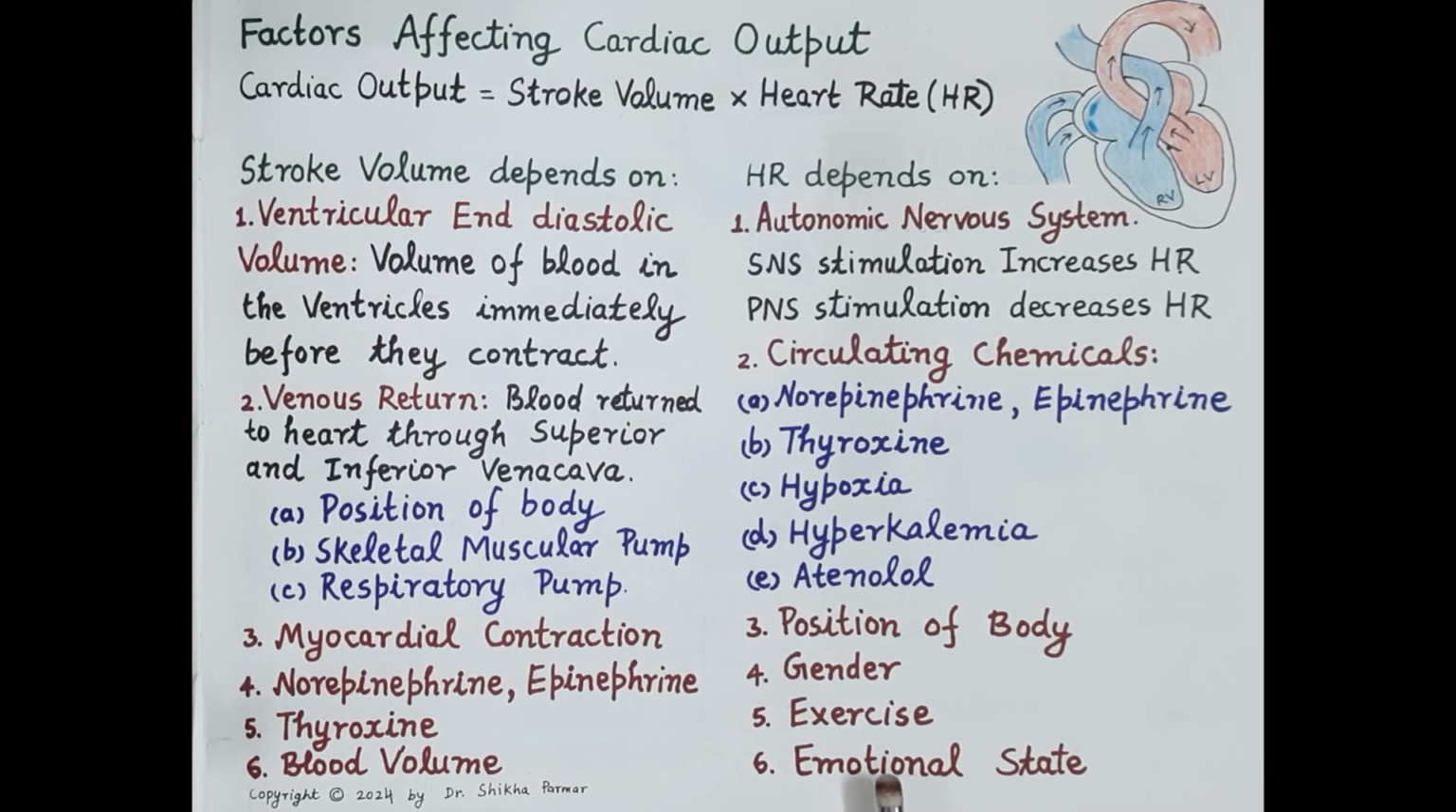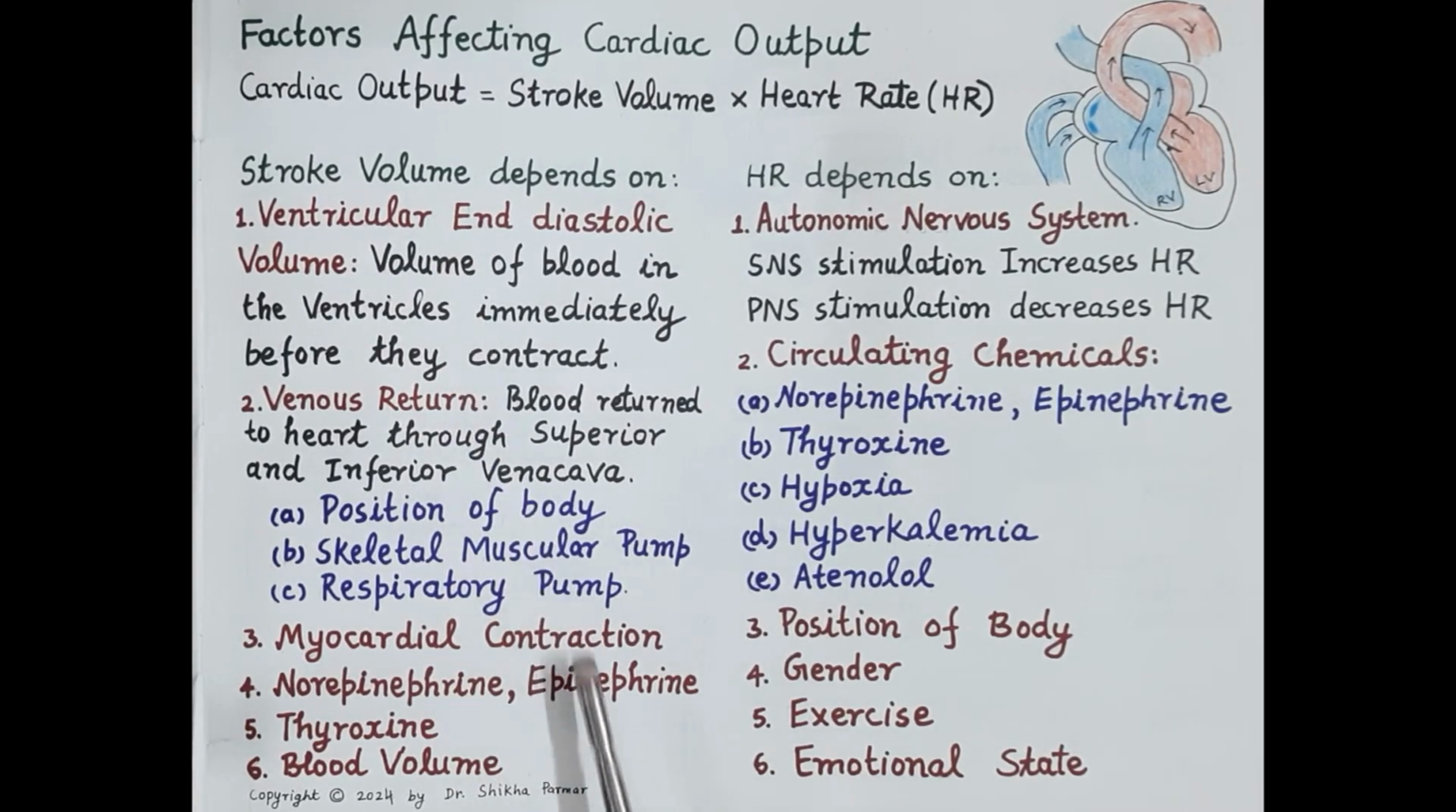So these are the factors on which the stroke volume depends and the factors on which the heart rate depends. So overall, these are the factors that determine the cardiac output.